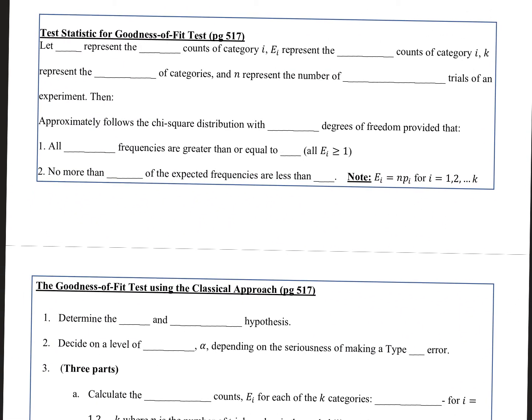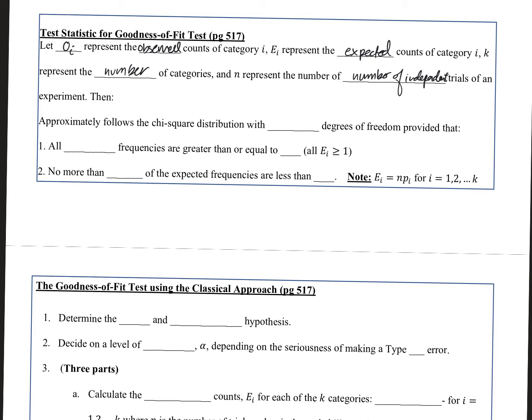So the test statistic for the goodness of fit test. Now that's a word to say. Let O sub i represent the observed counts of category i, and E sub i represent the expected counts. One thing we'll definitely be doing in this section is looking at the expected count based on the information you have, and then what is actually observed. You're going to be comparing those two. K is going to represent the number of categories, and n will represent the number of independent trials of an experiment.